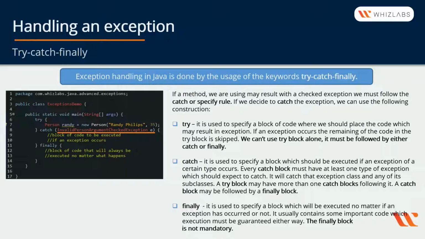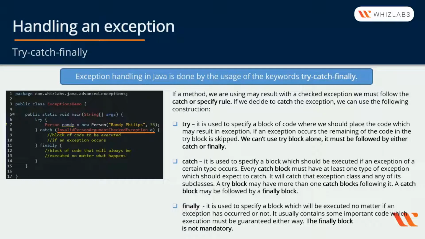Catch is used to specify a block of code which should be executed if an exception of a certain type occurs. Every catch block must have at least one type of exception which it should expect to catch. A try block may have more than one catch block following it. A catch block may be followed by a finally block. As you can guess, you can't use the catch block alone.